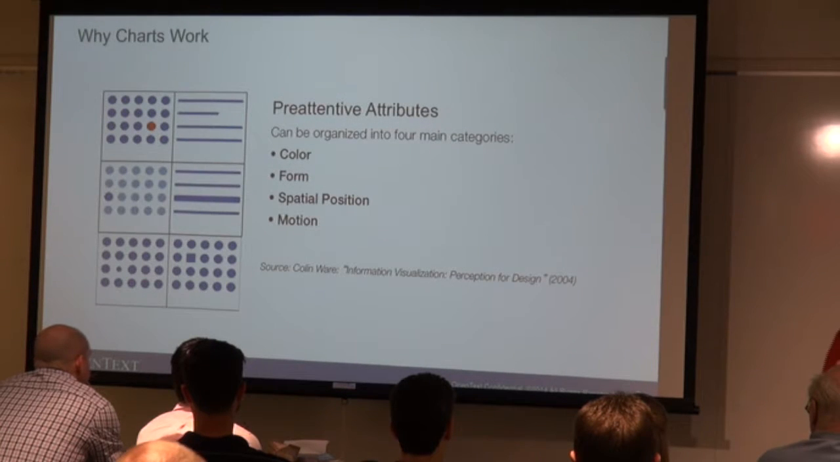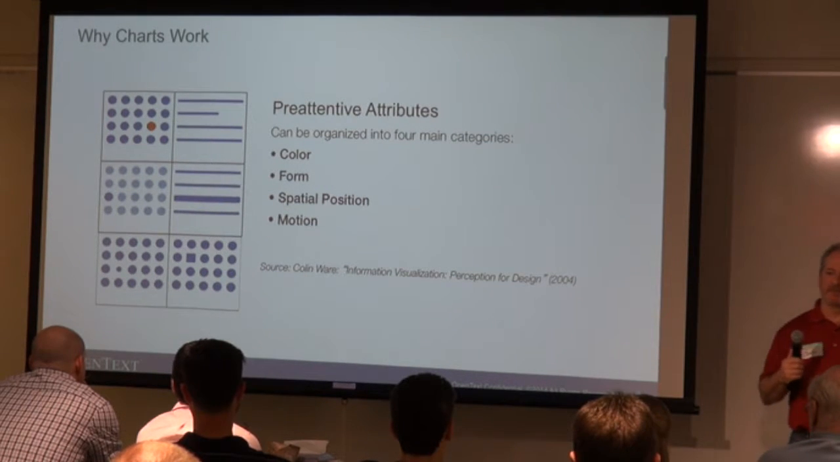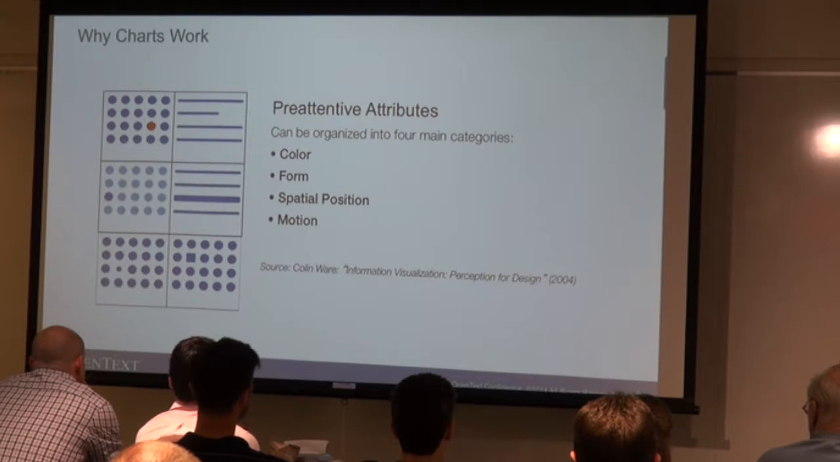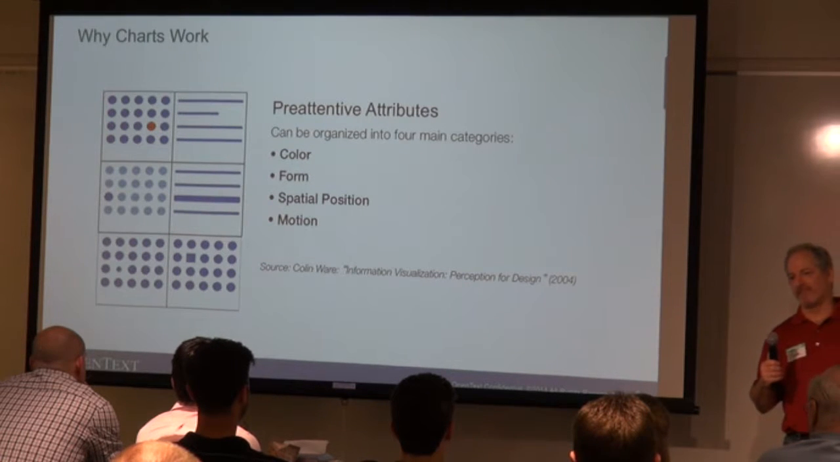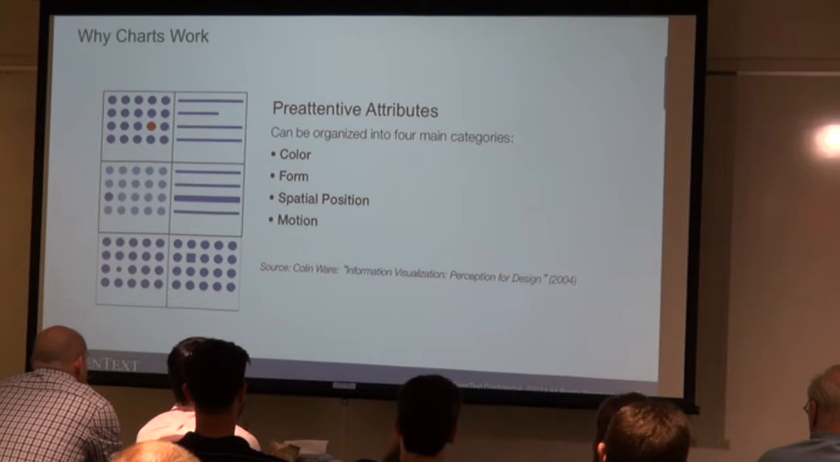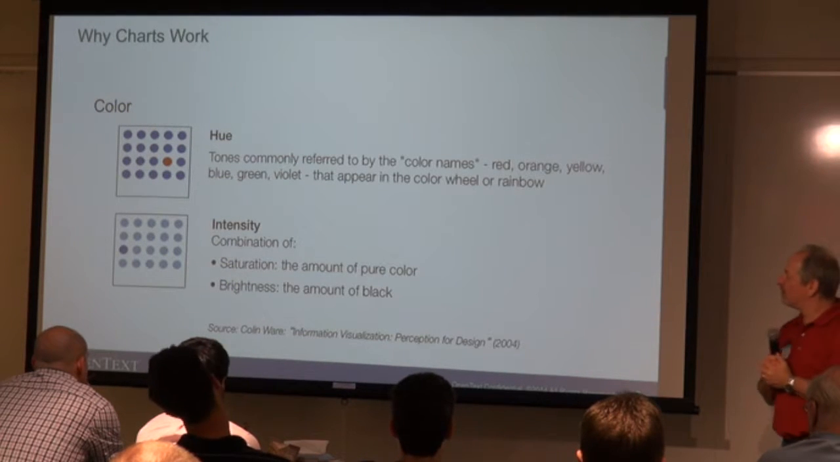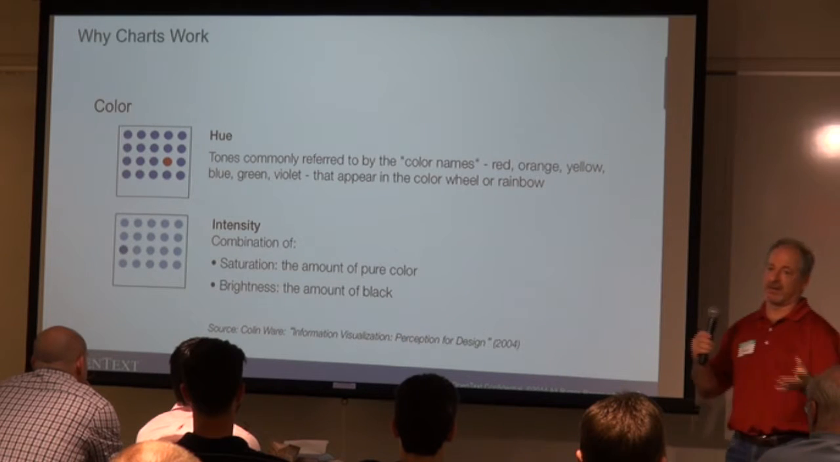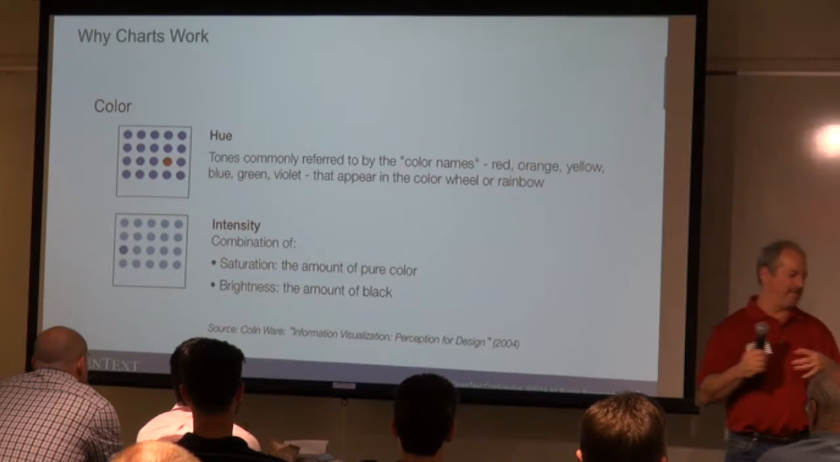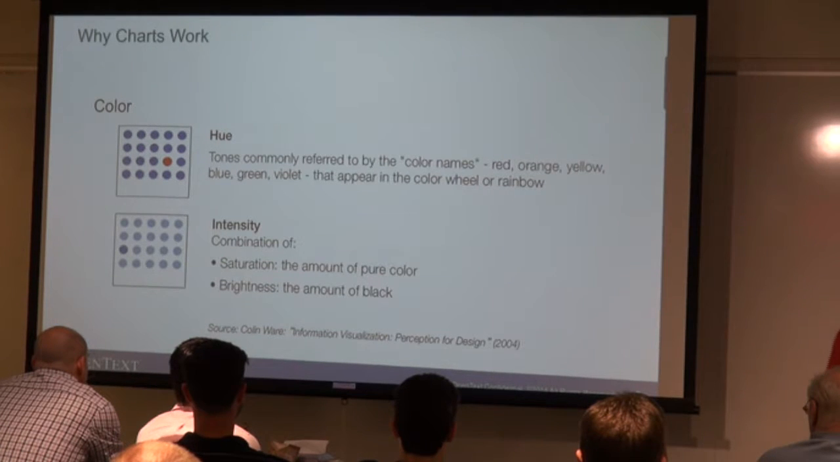So, what are the pre-attentive attributes? There's actually 4 of them. Color, form, spatial position, and motion. Last one not really applicable to charts, only in very specific scenarios. But we'll talk about those 4 attributes. So color, there's 2 types of color. One is hue, what color, blue or red. And then there's the intensity, darker versus a lighter shade.